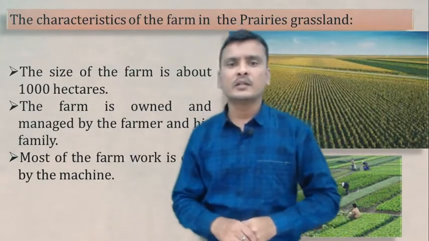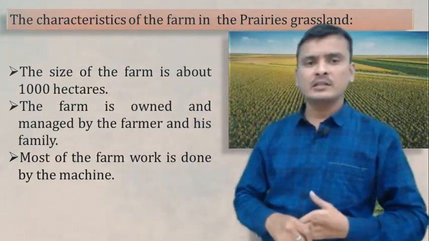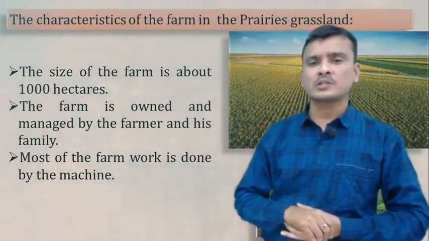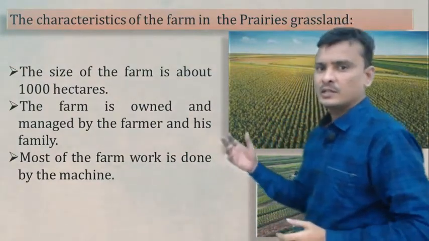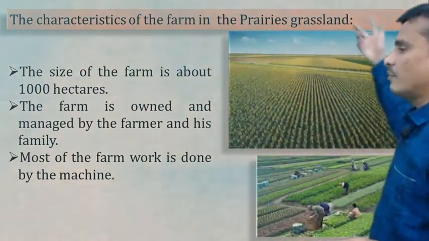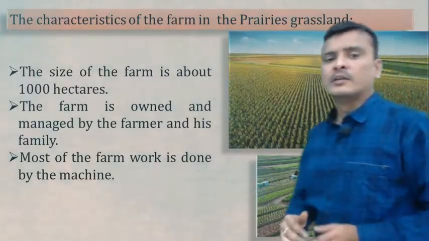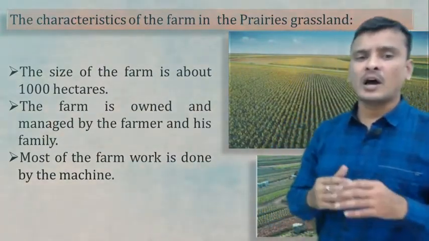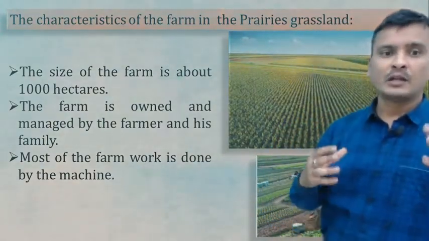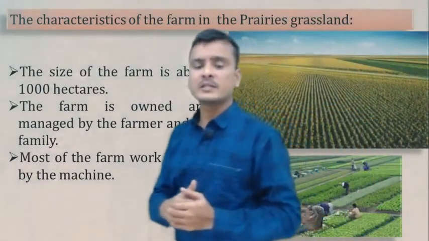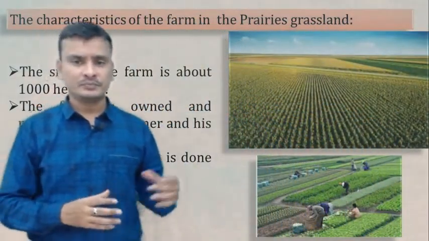Characteristics of farms in the prairie grassland. The size of the farm is about 1,000 hectares. Just as we discussed, we can see such a very large farm is there. The farm is owned and managed by the farmer and his family. Most of the farm work is done by machine.